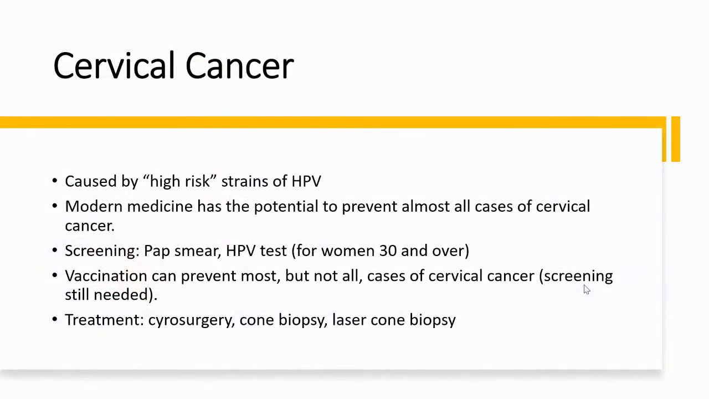Next cancer we're going to talk about is cervical cancer. Cervical cancer, as you may have heard, is caused by a high-risk strain of HPV, or human papillomavirus. So modern medicine has potential to prevent almost all cases of cervical cancer through the use of screening, vaccination, and treatment. So screening is done via pap smears and HPV tests, and those are recommended for women age 30 and over. Vaccinations can prevent most, not all, but most cases of cervical cancer, and screening is still needed. And then treatment is cryosurgery, cone biopsy, laser cone biopsy.